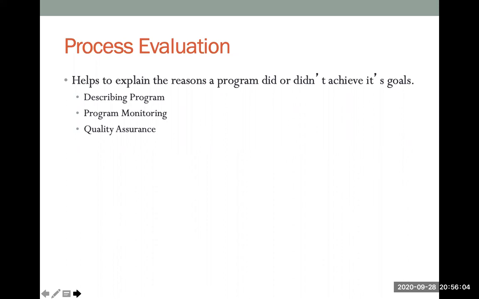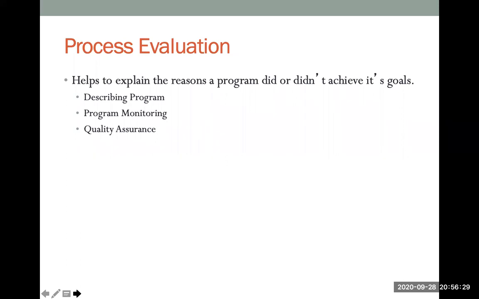The last layer around process evaluation is quality assurance, and it includes determining if services are in compliance with a certain set of standards. So oftentimes programs have laid out specific standards for their program, and what we're doing here is assessing if there is compliance that aligns with these set of standards.